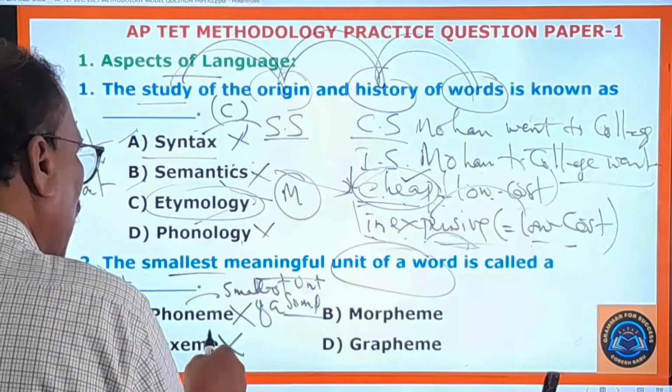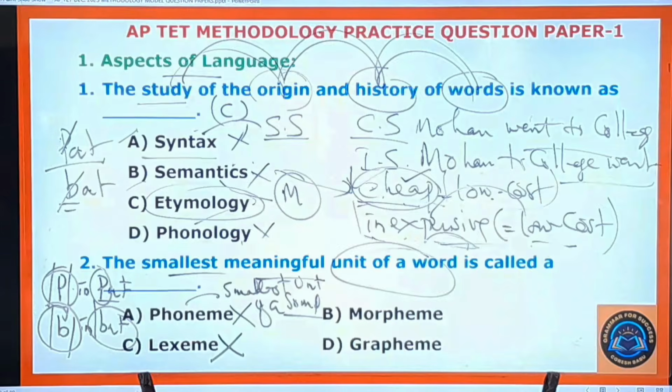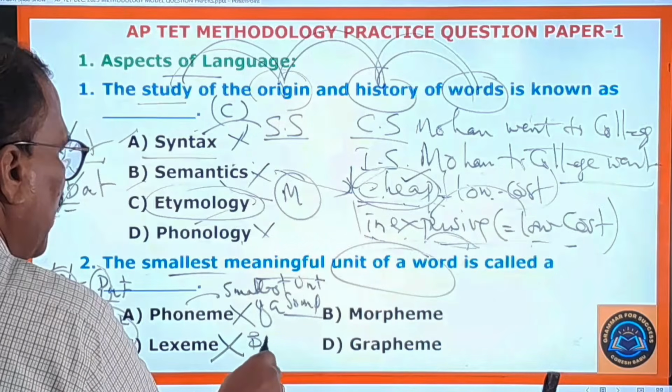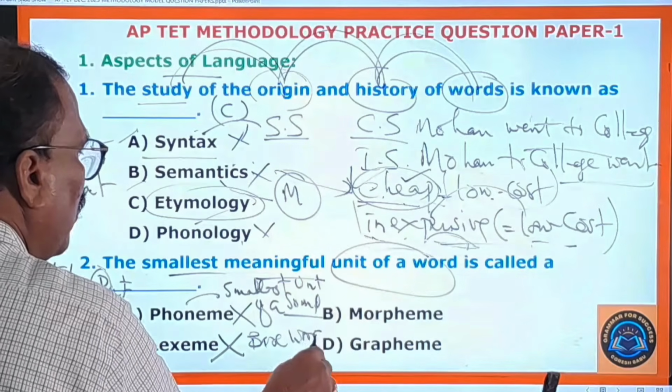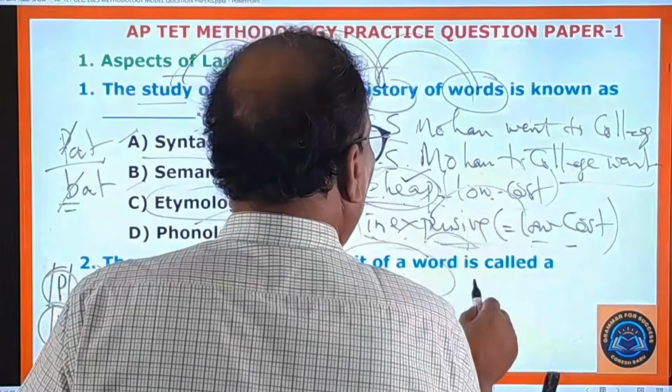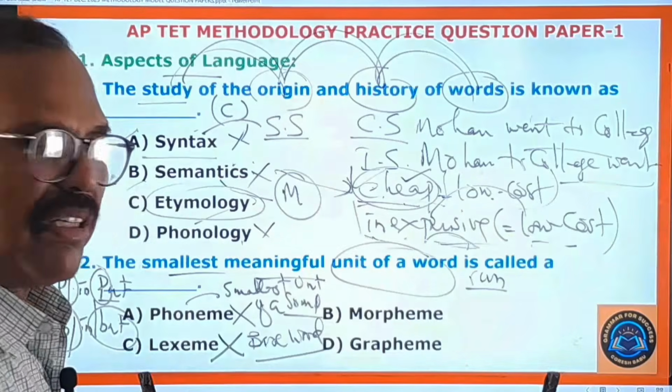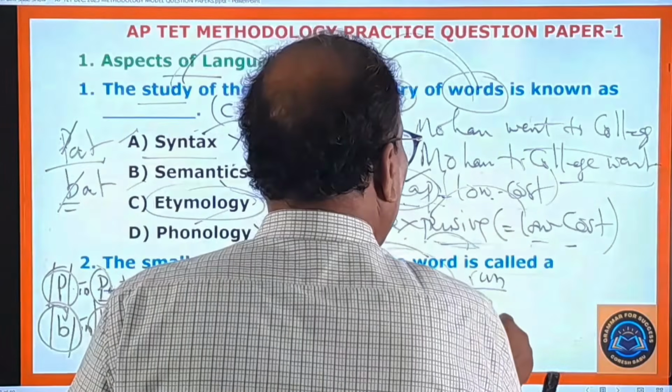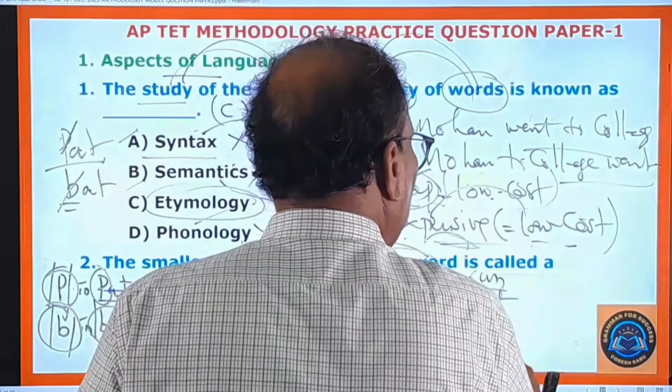Lexeme is there. This is also not the right one. Lexeme means the base word. All the base words are called lexemes. For example, run is there. Run is the base word. And eat is there, it's a base word. Play is there, it's a base word.